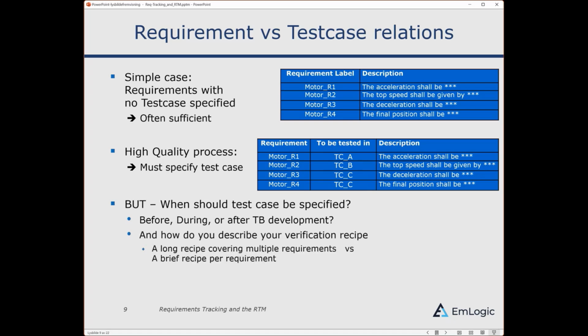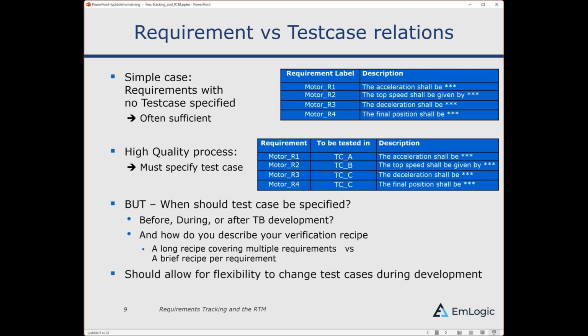Also, how should we describe our verification? Let's call it a recipe. Should that be a long recipe covering multiple requirements, or should there be a one-to-one relation between a brief recipe per single requirement? Those are also different approaches, and if you go for really high safety, then I think it's the latter one that you should use. But it's quite common to also use the first one, which might be easier to use, might be fastest to use, but maybe doesn't give the same kind of quality assurance.